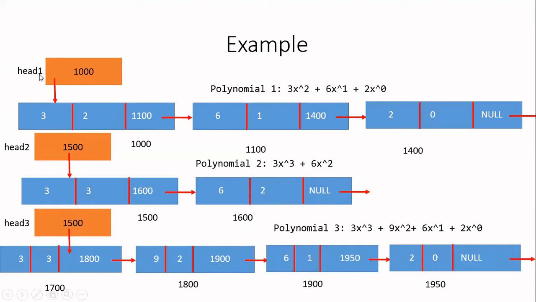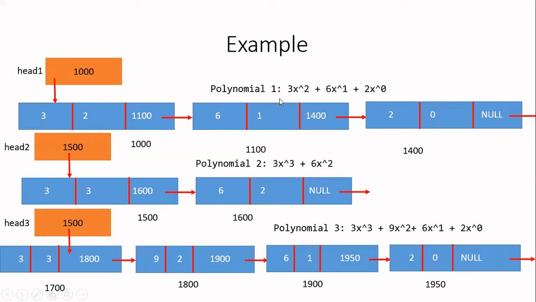This head 1 pointer will contain the address of the first node, because in the first node you are storing the address of the second node. In the second node you are storing the address of the third node, and so on. But where is the address of the first node available? That only we are going to store in a head pointer. So in head 1, I am storing the starting address of the first node, that is 1000.